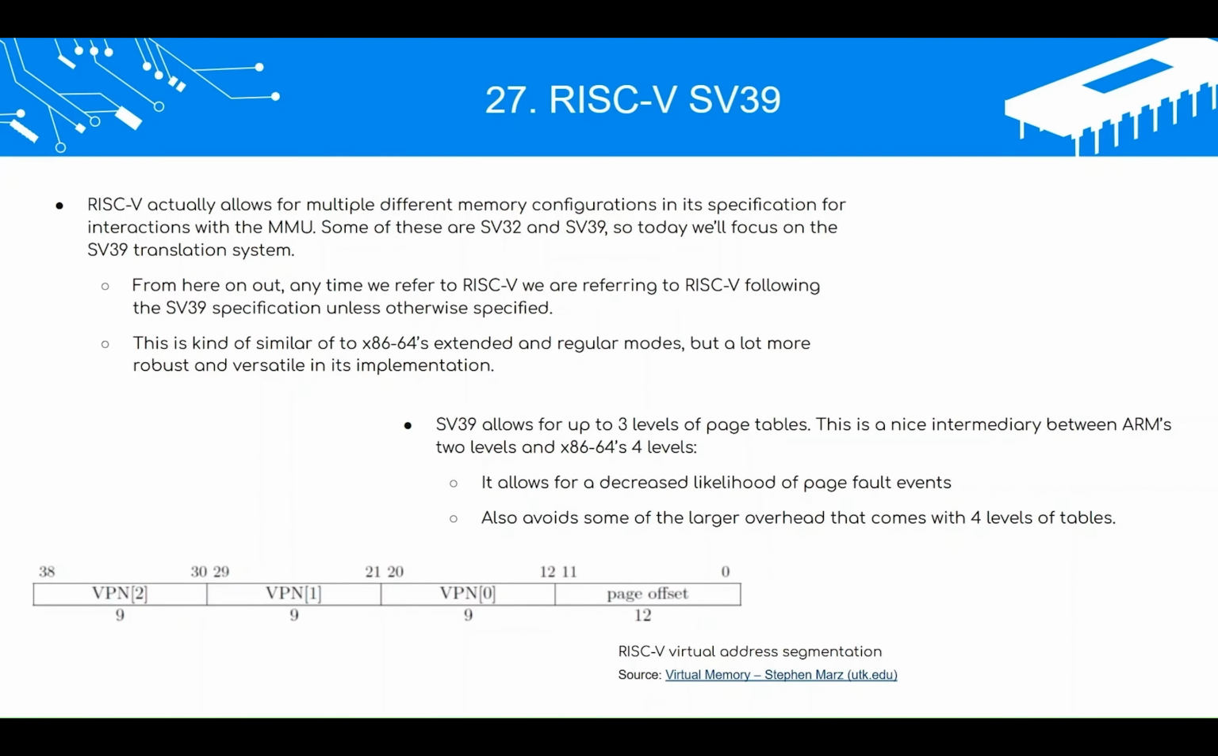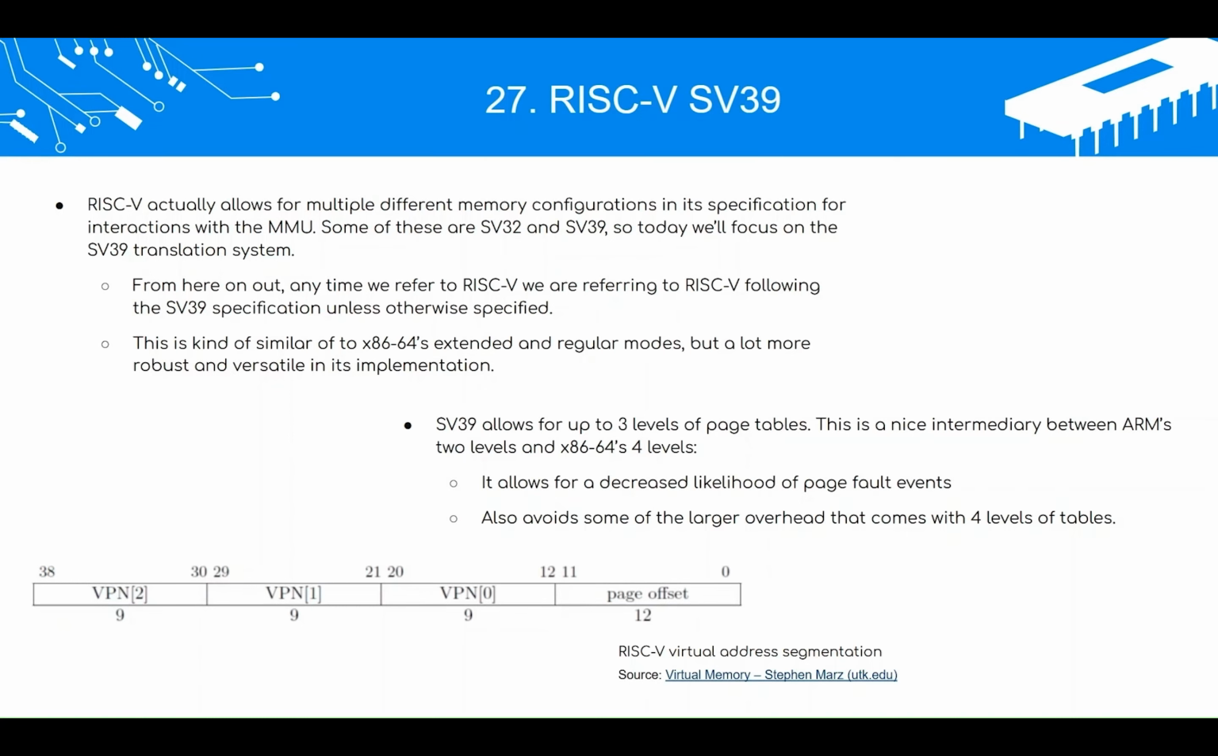The final architecture I'm going to be talking about is RISC-V, although truth be told, RISC-V isn't an explicit architecture. Instead, it's a standard for architecture that supports the reduced instruction set. As such, it allows for several different memory management techniques and practices. So, we're just going to talk about the SV39 translation system. SV39 allows for up to 3 levels of page tables. This actually provides a nice intermediary amount of page tables. It lies between ARM and Intel 64, so one can argue it has the best of both worlds.